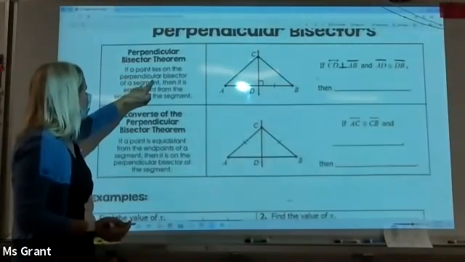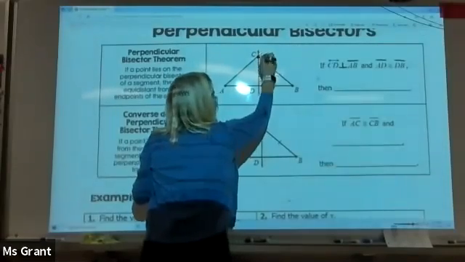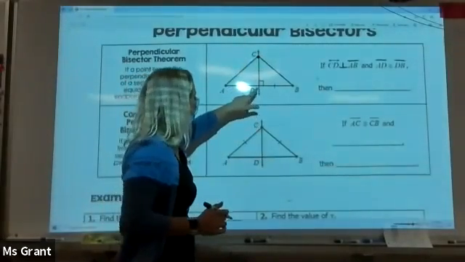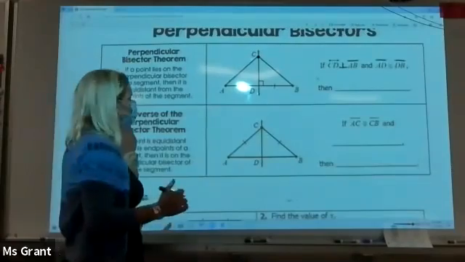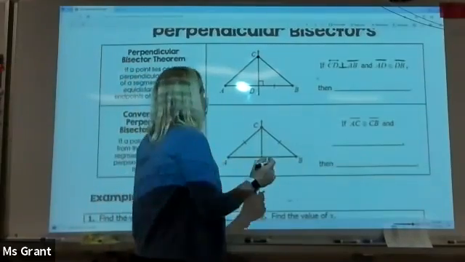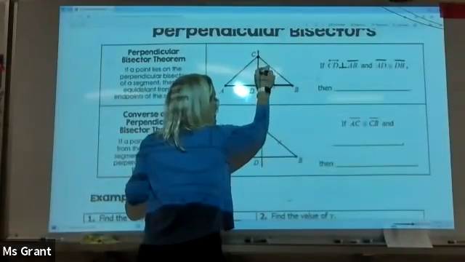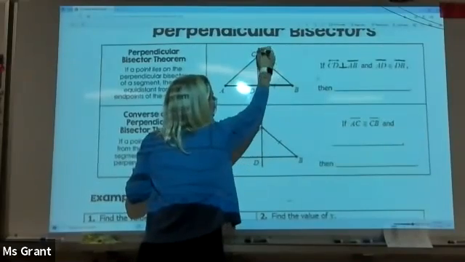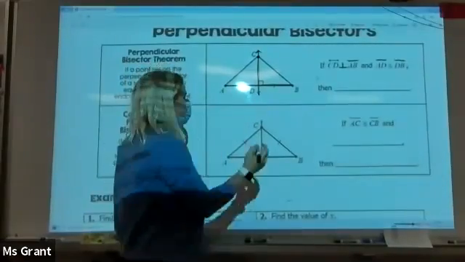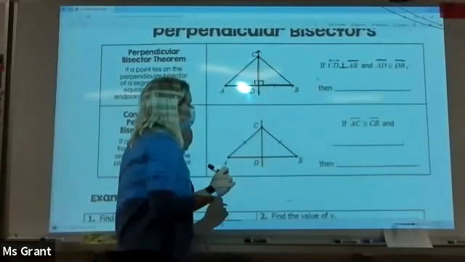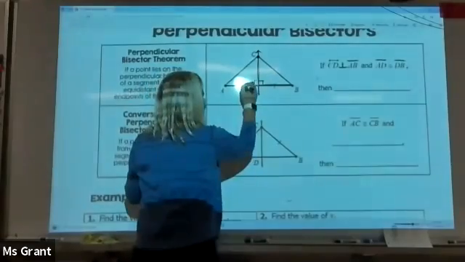If a point lies on the perpendicular bisector of a segment, so that means this point C lies on line D, then it is equidistant from the endpoints of the segment. So I know that line D is the perpendicular bisector of AB, and perpendicular bisector means that it makes 90 degrees. And perpendicular bisector means it bisects, cuts into two equal parts.